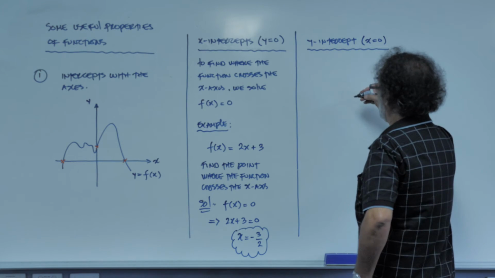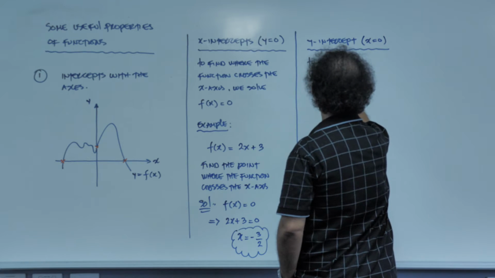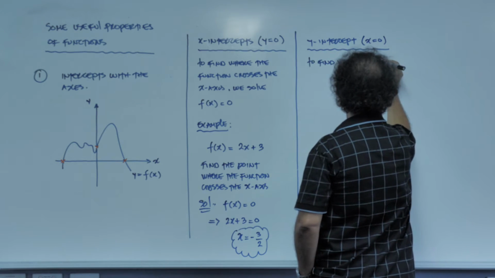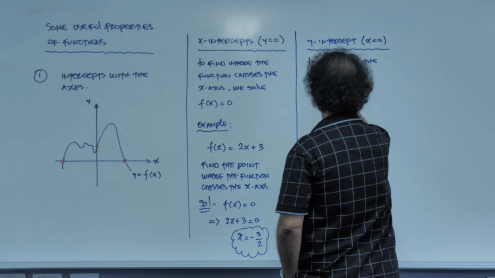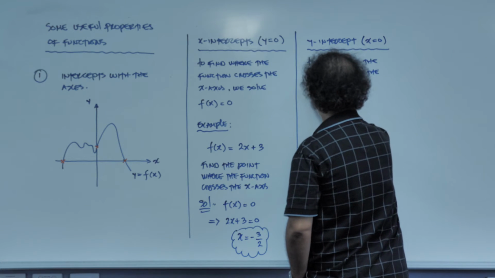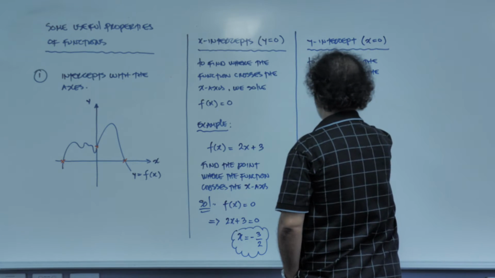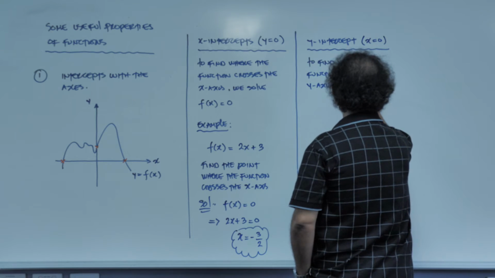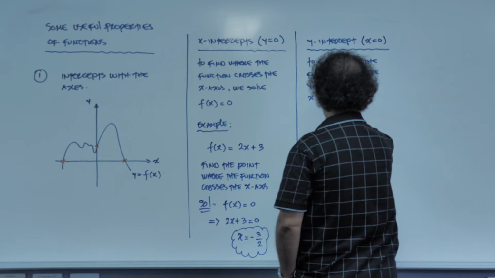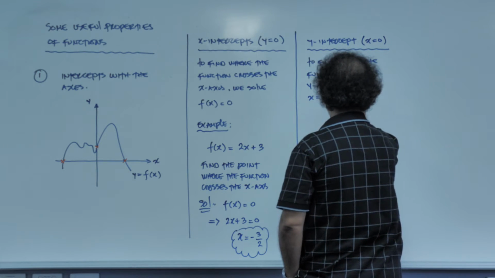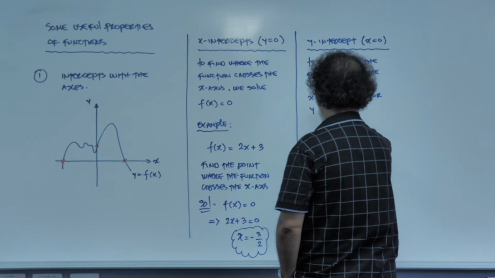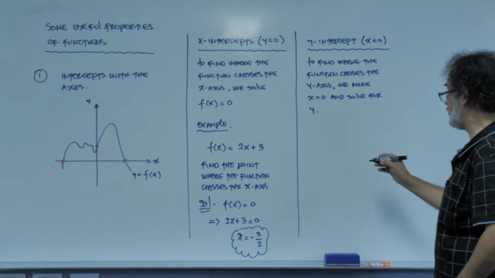All right. Okay, so to find where the function crosses the y-axis, we make x equal 0 and solve for y. That's it.